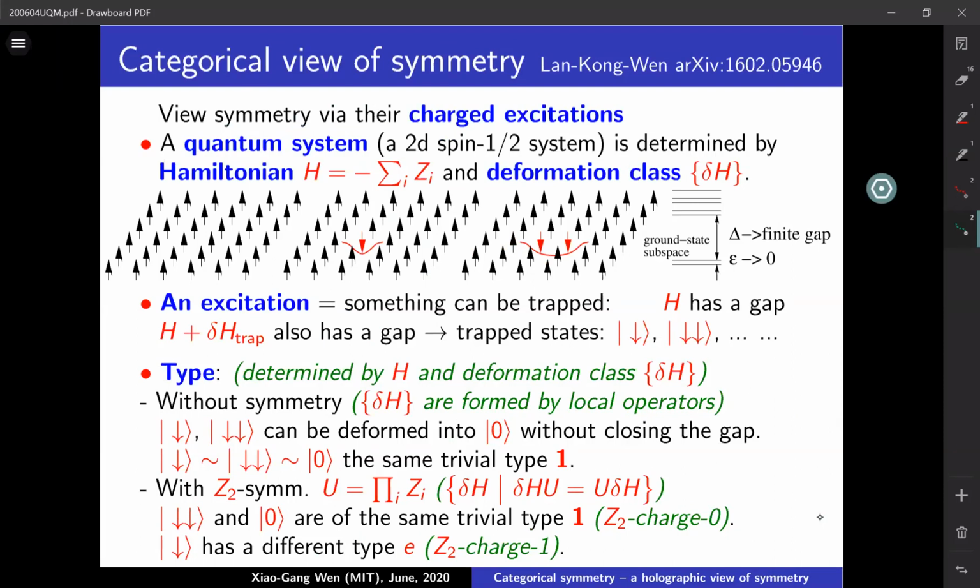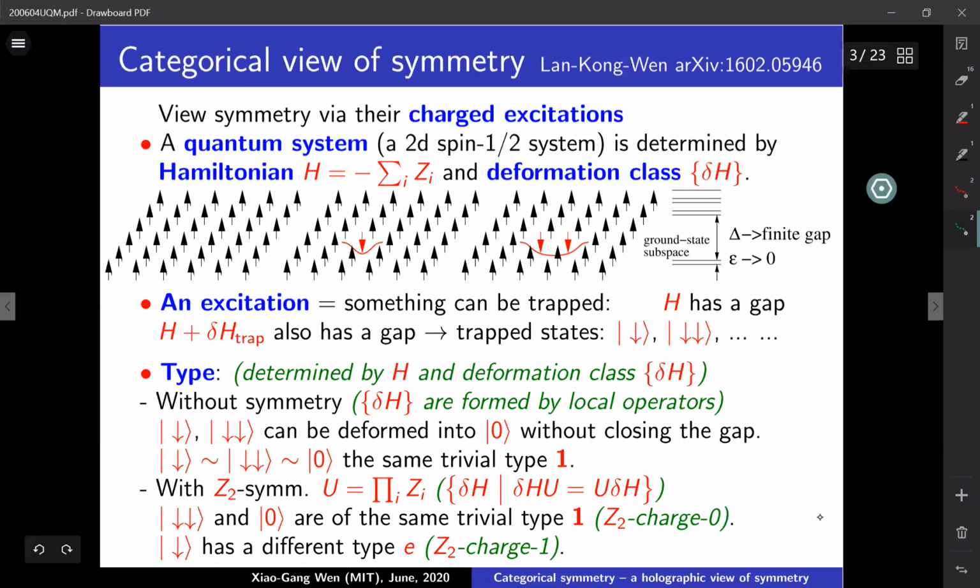Let's consider a quantum system, like a two-dimensional spin-1/2 system, which I draw here, with a very simple Hamiltonian that's basically a magnetic field in the Z direction. The ground state has all spins polarized. Here I want to emphasize that to really describe a quantum system, just giving a Hamiltonian is not quite enough. We should also give the so-called deformation class, which is basically the set of local operators that are allowed. We'll see why this deformation class is important.